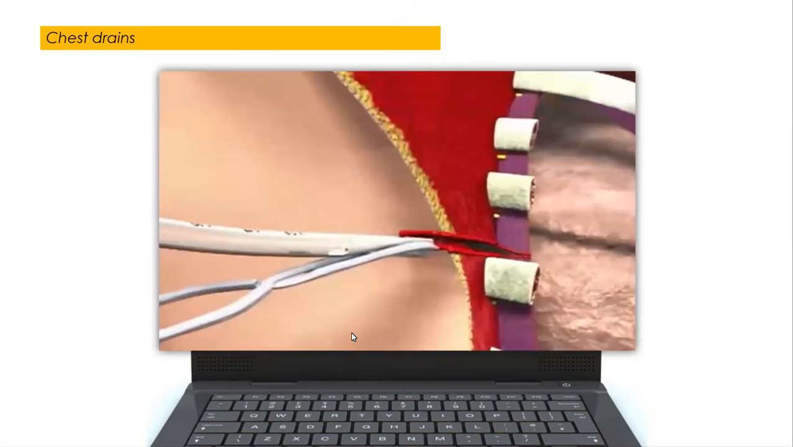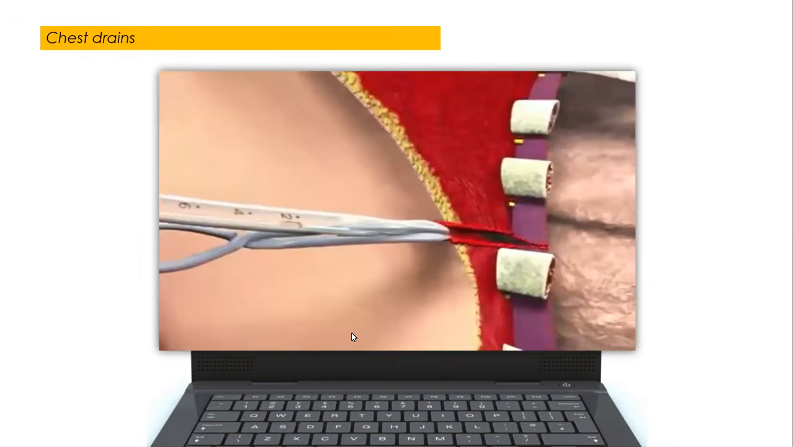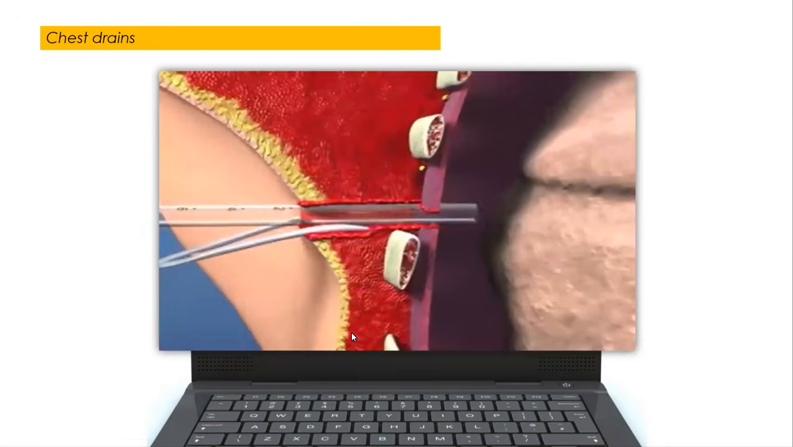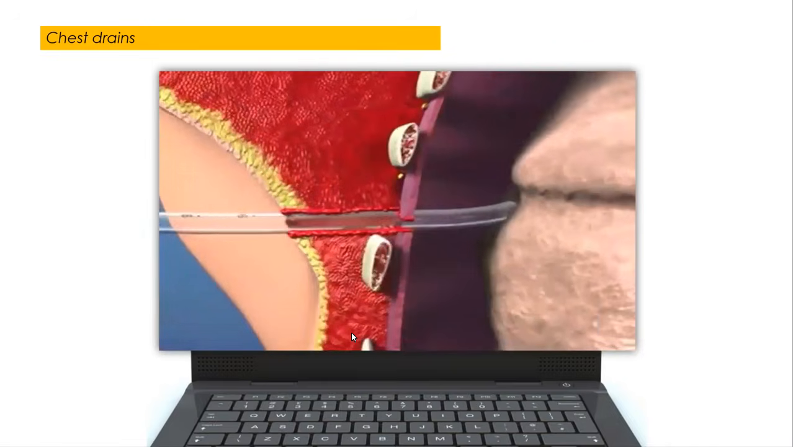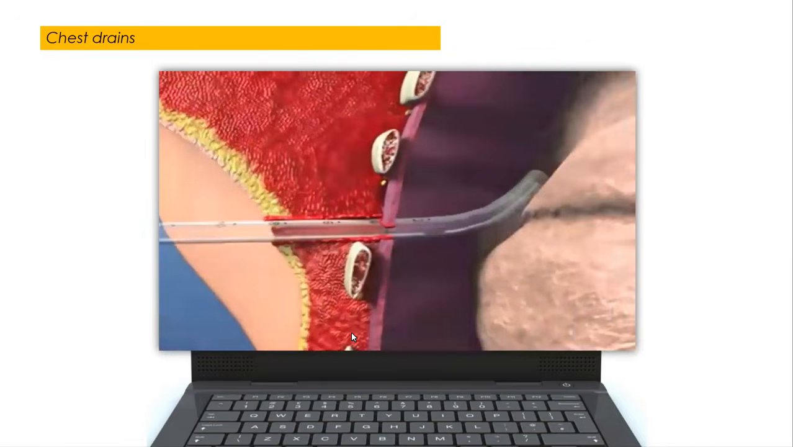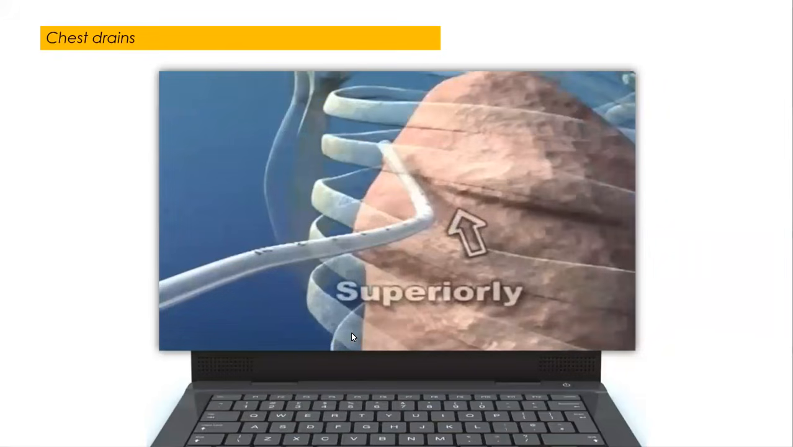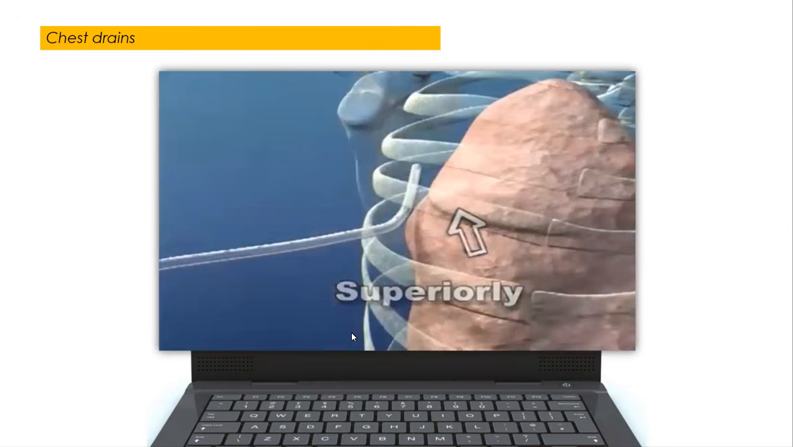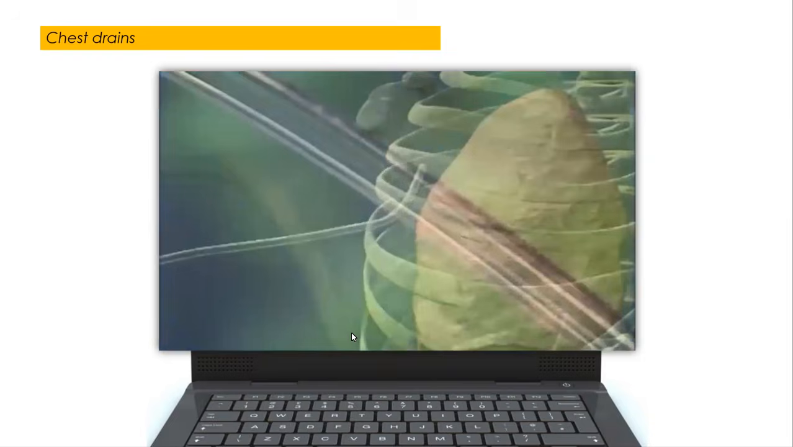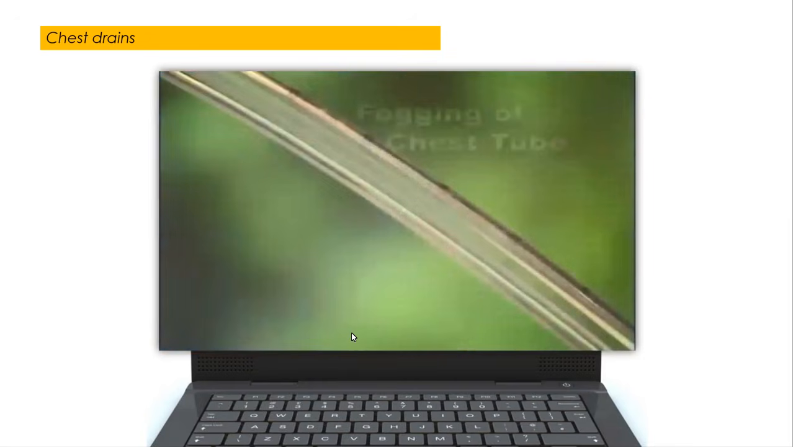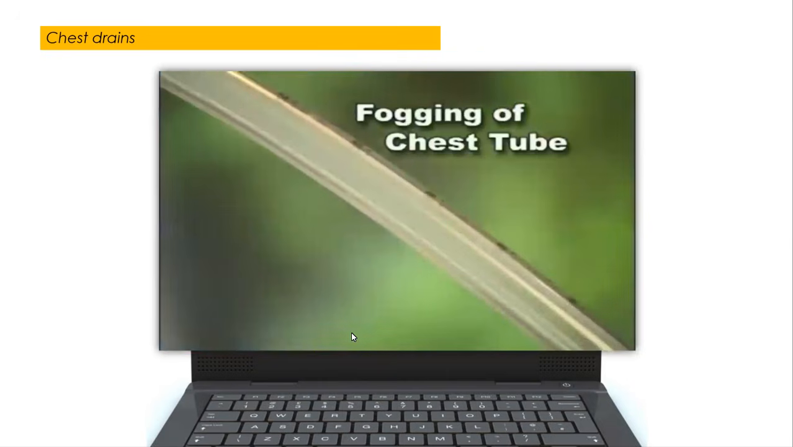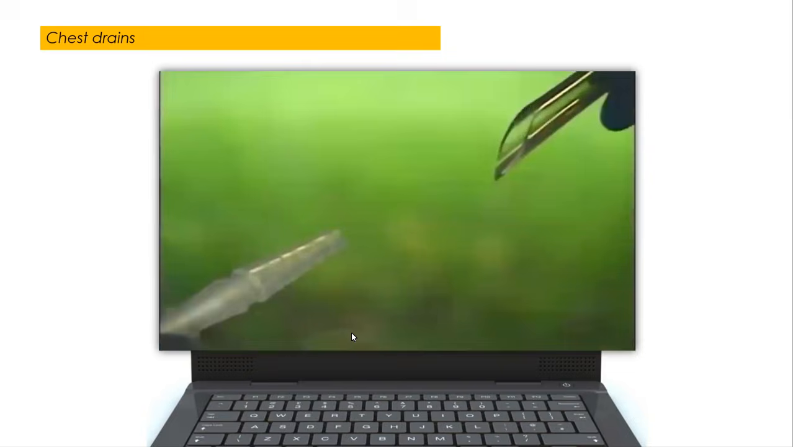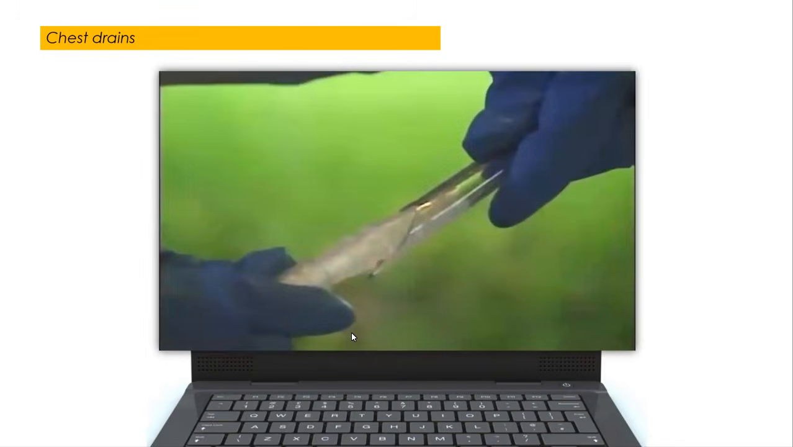Advance the chest tube into the pleural space to the desired length. All of the drainage holes should be well inside the chest cavity to provide a proper seal and prevent leakage. The chest tube should be positioned posteriorly and aimed superiorly in the chest cavity. This will allow for maximum drainage in the supine position. It may be possible to see fogging of the chest tube with expiration, and it may be possible to listen for improved air movement on the affected side. Connect the end of the tube to an underwater seal apparatus collection chamber.